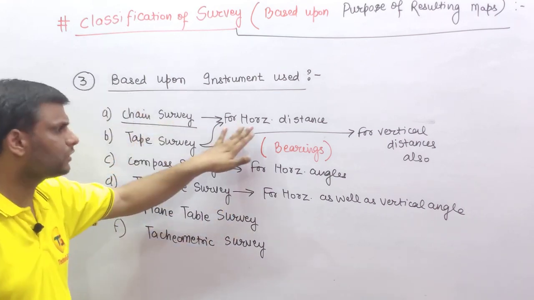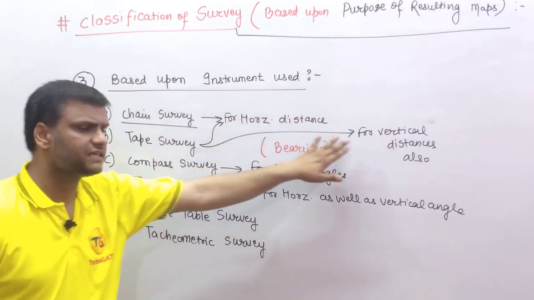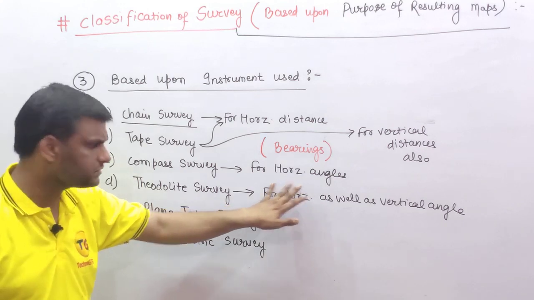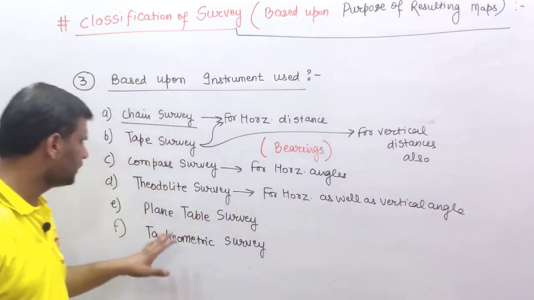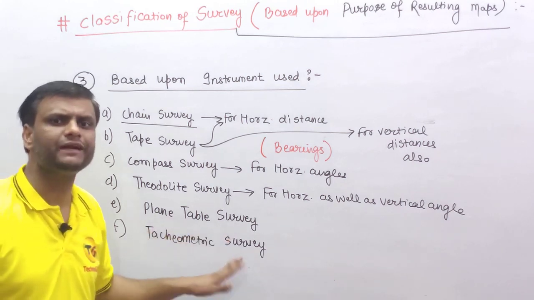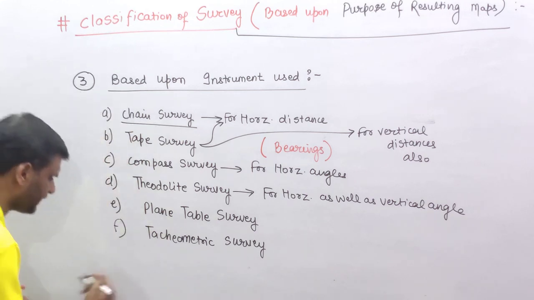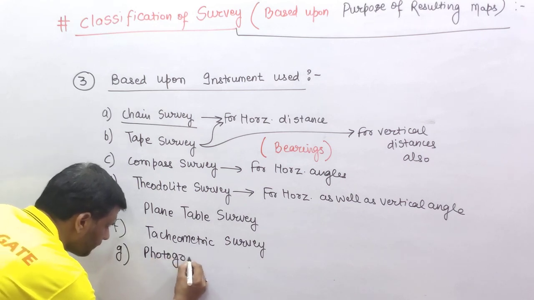survey only for the horizontal distances. Second one is tape survey for horizontal as well as vertical distances. Compass survey only for the horizontal angles. Theodolite survey for horizontal as well as vertical angles. Then plane table survey, and tachyometric survey. And last classification is photogrammetric survey.